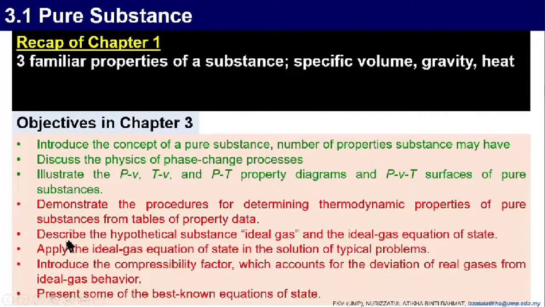In chapter 3 part 2 video, we will demonstrate the procedures for determining thermodynamic properties of pure substance from tables of property data. Okay, you will learn how to read tables of property data. We will describe the hypothetical substance ideal gas and the ideal gas equation of state. After that, we will apply the ideal gas equation of state in the solution of typical problems and introduce the compressibility factor, which accounts for the deviation of real gases from ideal gas behavior, and then we will present some of the best known equations of state.